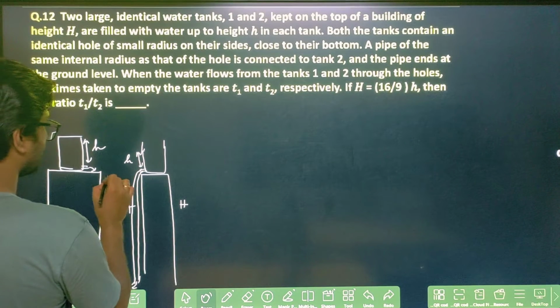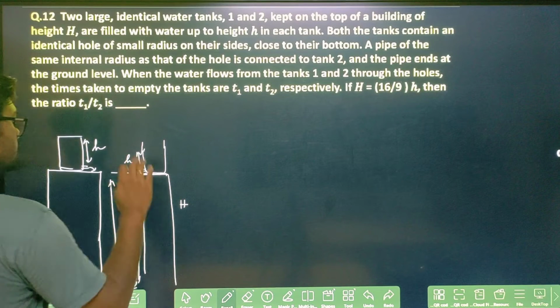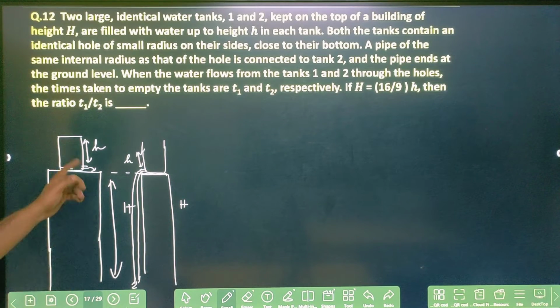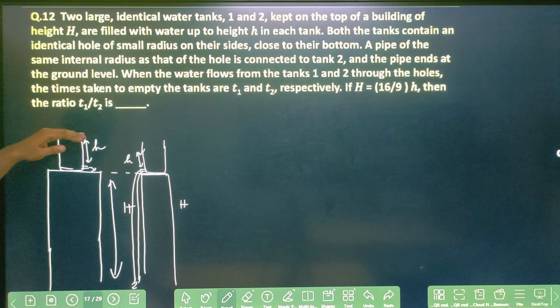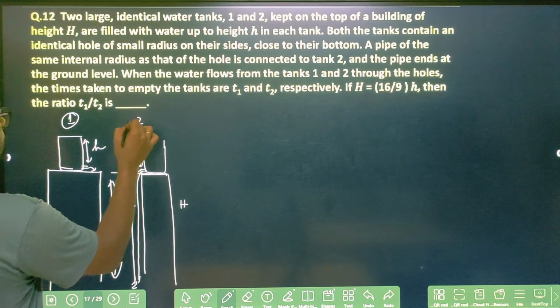Yes, you can say that this is the same height, right? This is the case they have given. This is the first case, this is the second case. How much time will it take to empty the tank? I am taking this as case 1, and this as case 2.